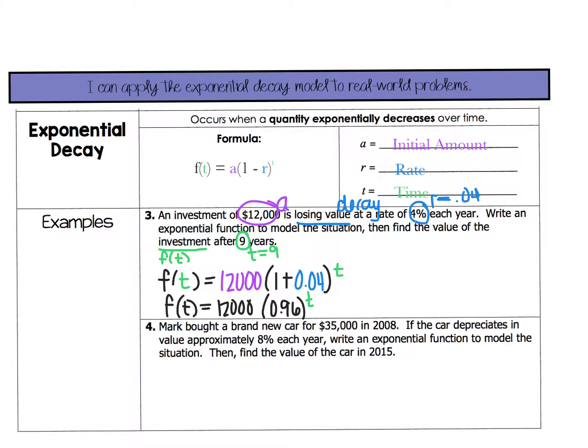Oh, I messed up. Hopefully you caught that. And that should be minus. All right, so that is my function. And so now I'm going to use that function to predict what the value of the account is when time is 9, so in 9 years.